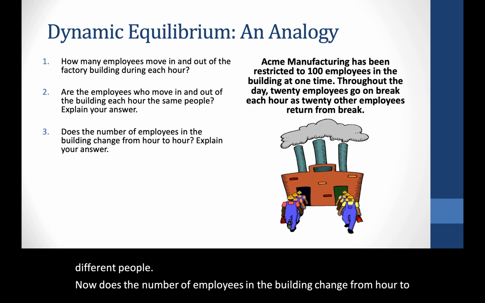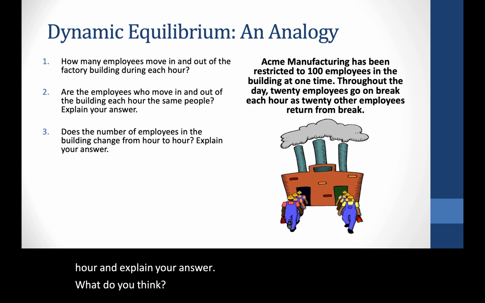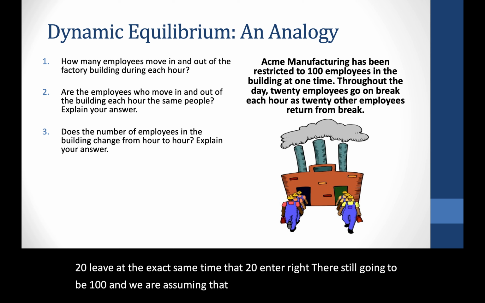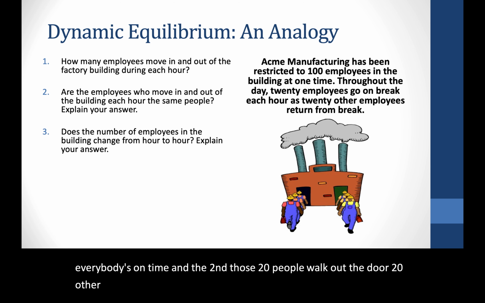Now, does the number of employees in the building change from hour to hour? And explain your answer. What do you think? Well, no, right? It's not going to change. There's 100 people in there, and if 20 leave at the exact same time that 20 enter, there's still going to be 100. We are assuming perfect timing, right? Nobody's late, everybody's on time, and the second those 20 people walk out the door, 20 other people walk in the door to start working.